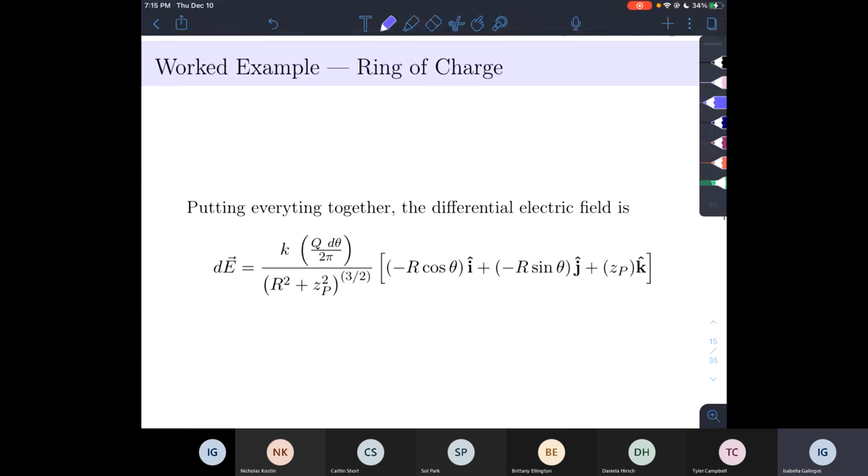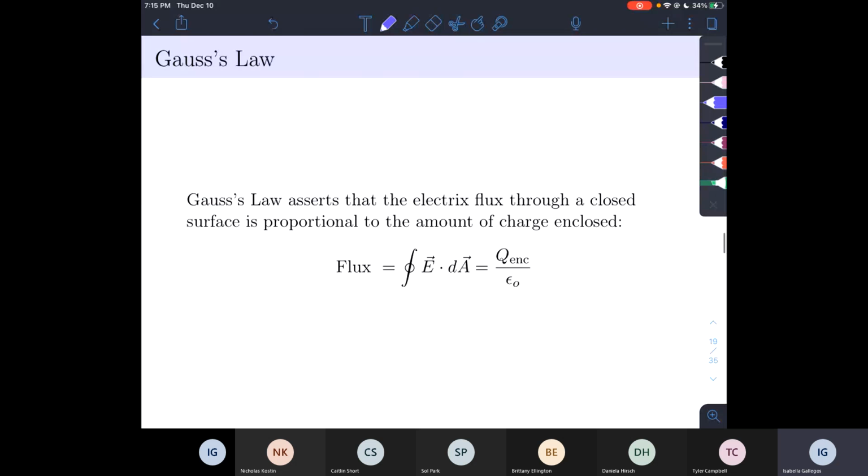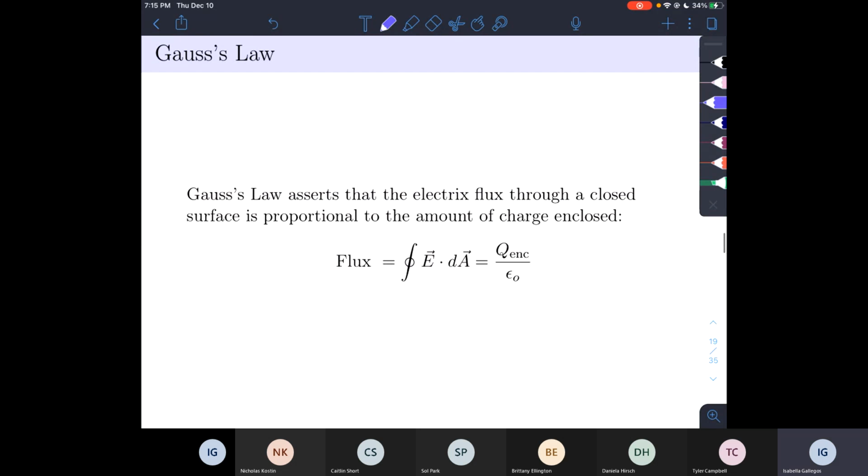Don't really want to work through any examples right now because we can come back to it later. But does anyone have any questions so far? Or can I just move on to Gauss's law briefly? I'm going to take that as no one has any questions.